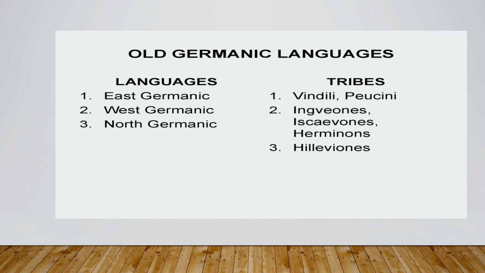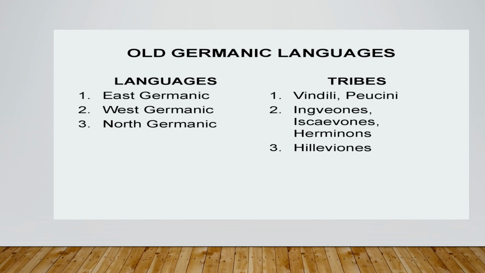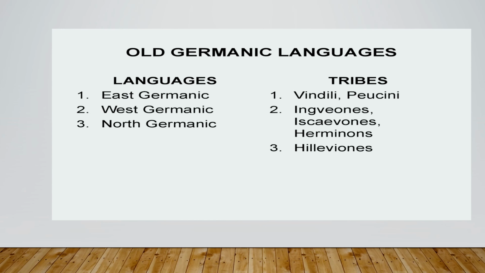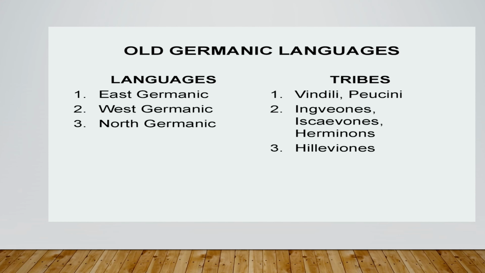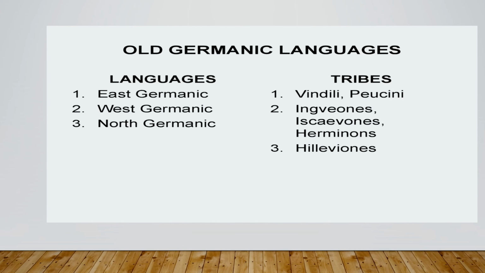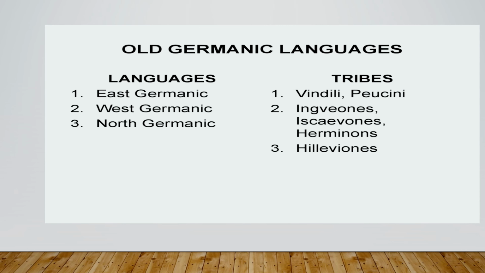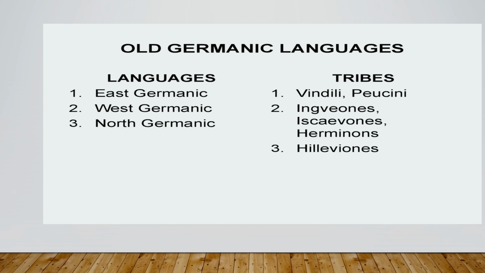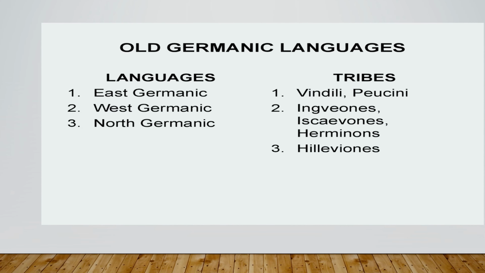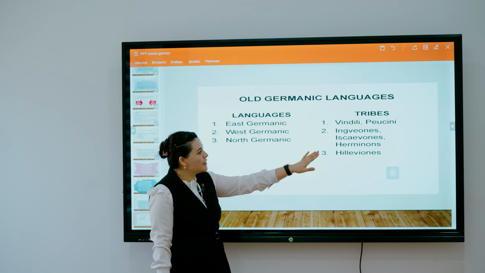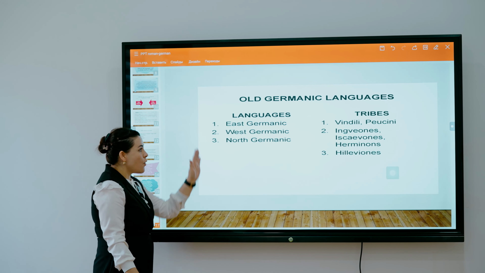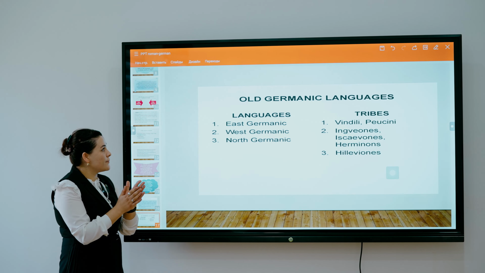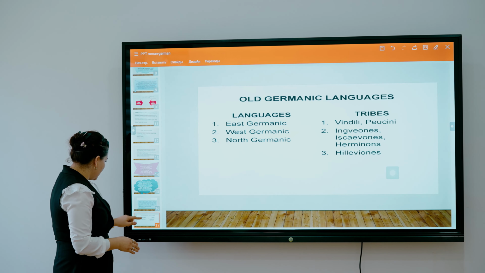The first one is the North Germanic or Scandinavian group, and the second one is the West Germanic group. And we should know about all Germanic languages: East Germanic, West Germanic, and North Germanic. And we should know about the tribes, the Vandalic, and the second one Ingvaeones, Istvaeones, Herminones, and the third one. All of them are called tribes of the Old Germanic tribes.